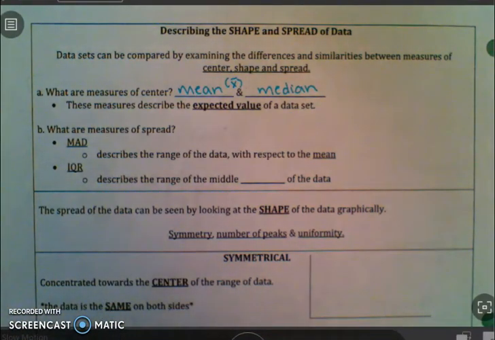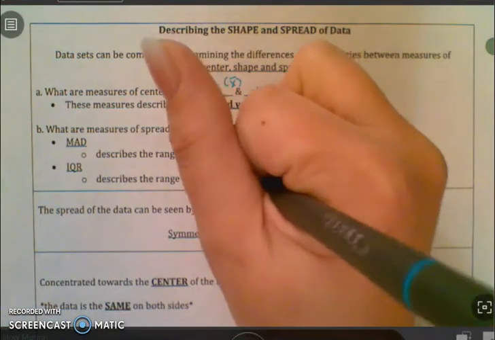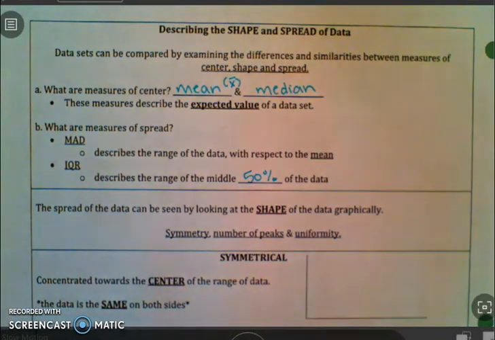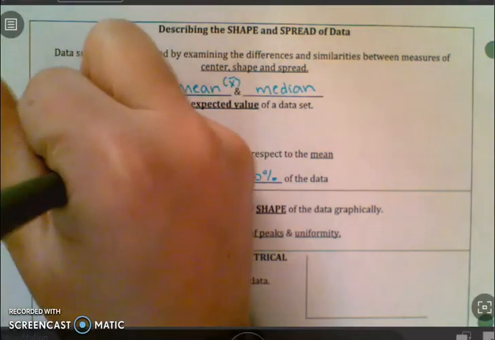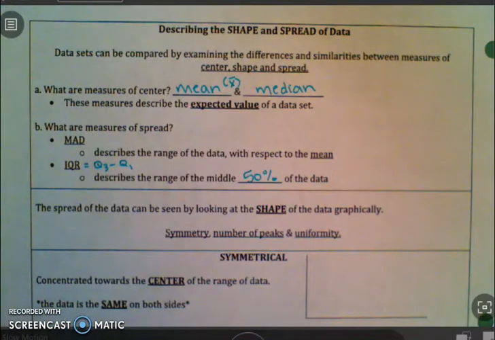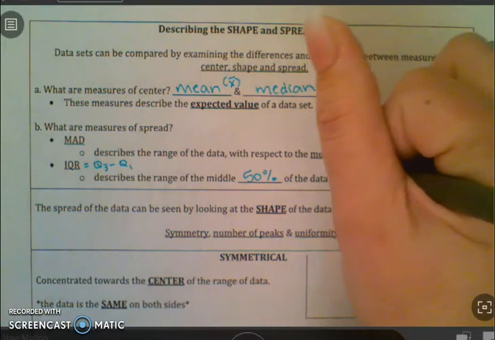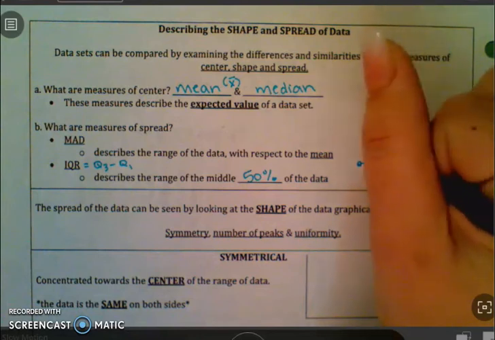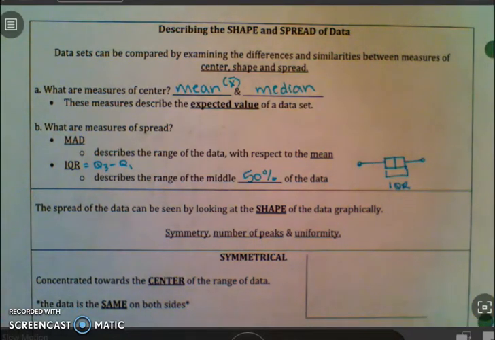The IQR describes the range of the middle 50% of the data. So the IQR is the middle 50%, that's the box of your box and whisker plot. So remember, IQR is the Q3 minus the Q1. And like we just said, if you have a box and whisker plot, the box is the IQR. The shape of the data can be seen by looking at the shape of the data graphically: symmetry, number of peaks, and uniformity.